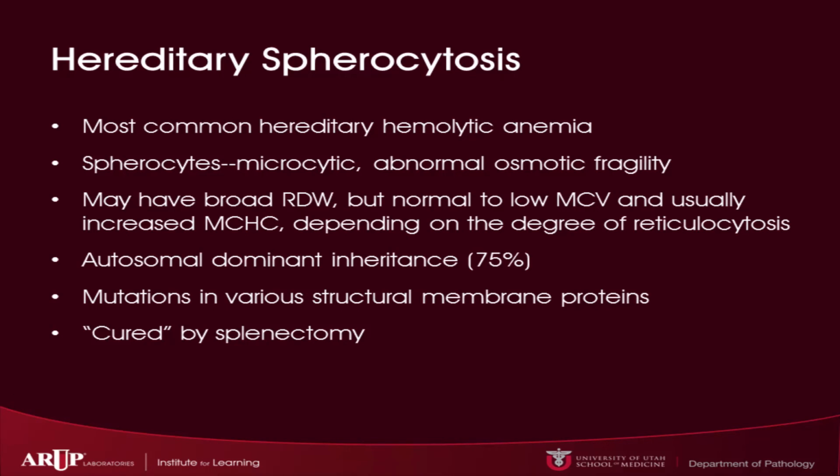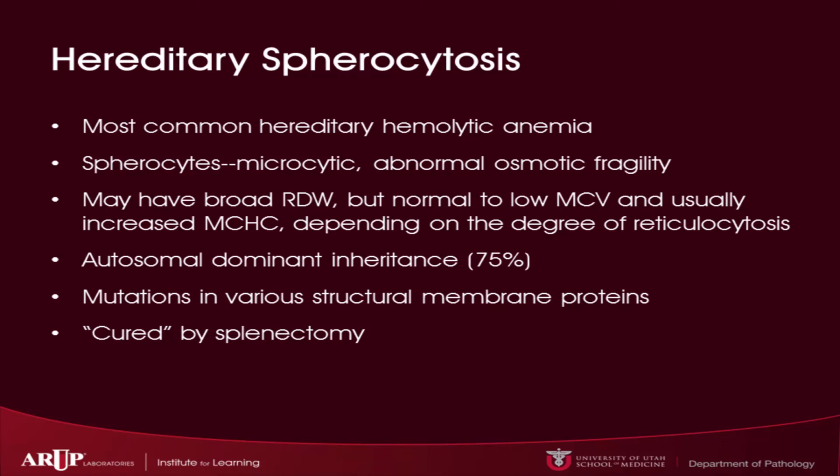The red blood cells are smaller in size, microcytic, but the hemoglobin is normal in there. So they are microcytic spherocytes. The size of the red blood cells is smaller, but the hemoglobin is normal. It's a dense form of red blood cells. They're smaller but very dense. The MCV is more or less normal.